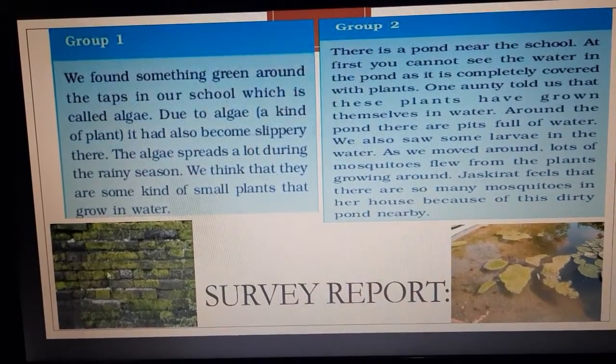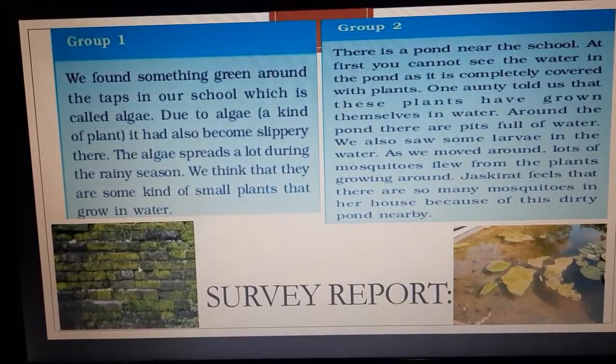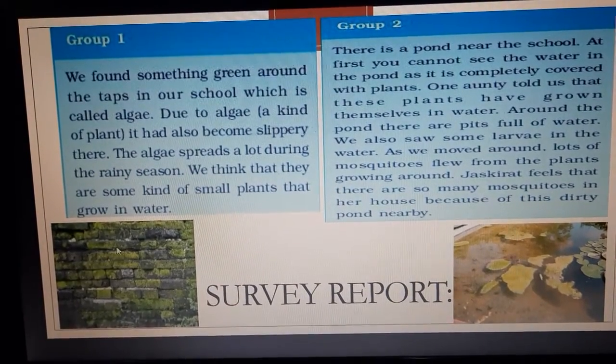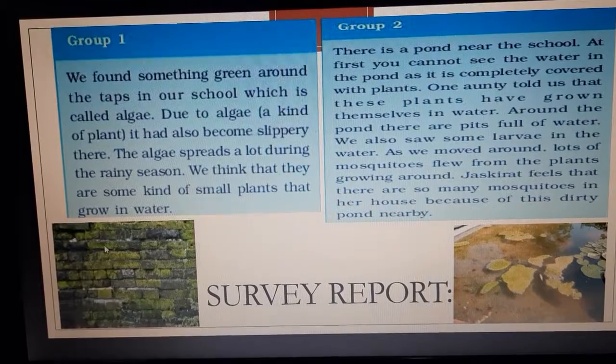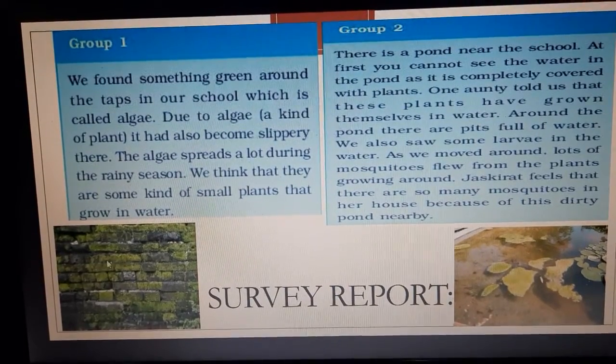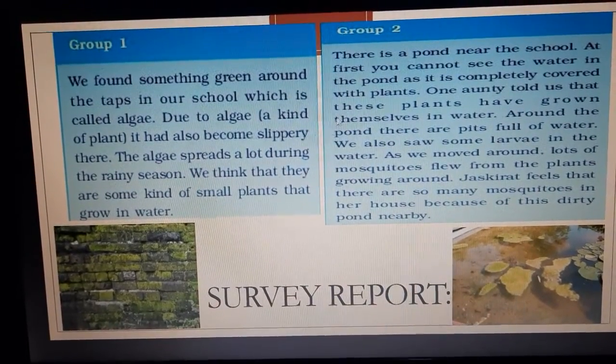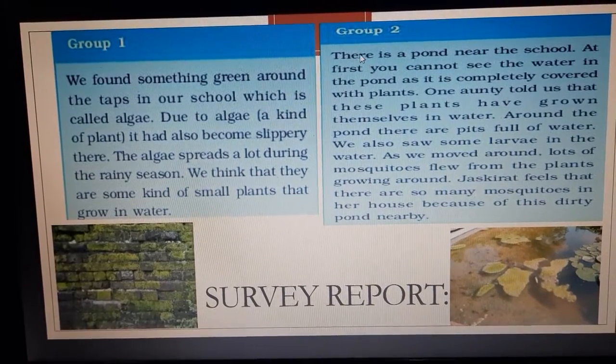So, algae looks something like this. This is a wall made of bricks, which must have been moist, due to which the algal growth has taken place over here. Let's see what the second group has found.